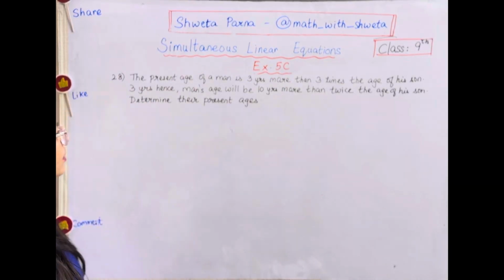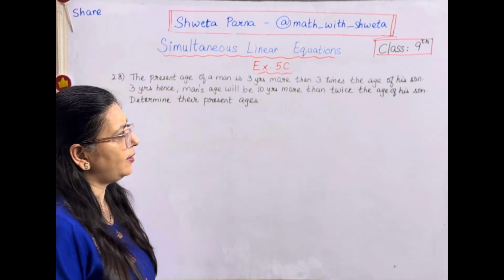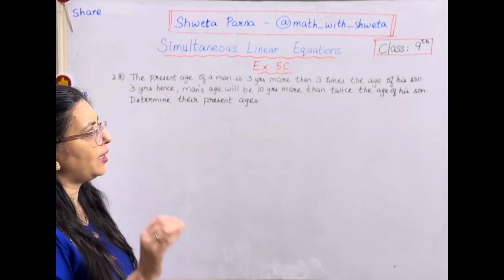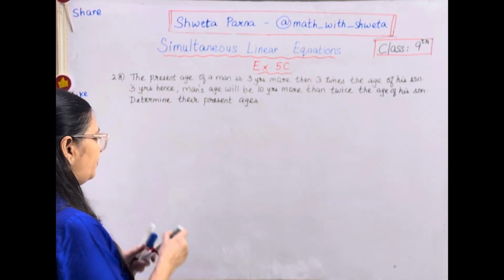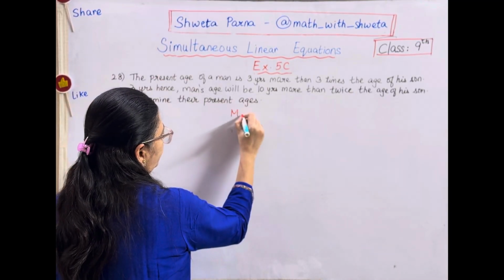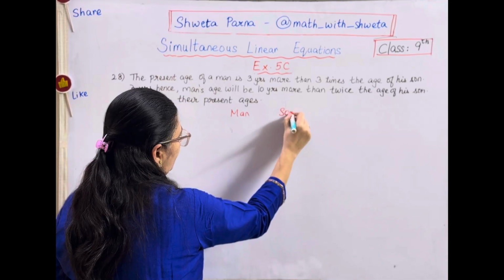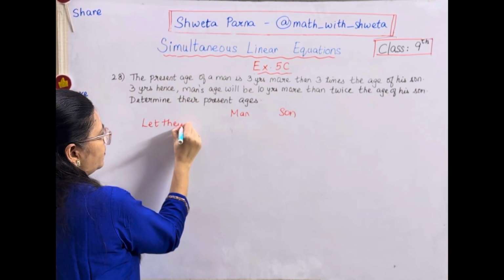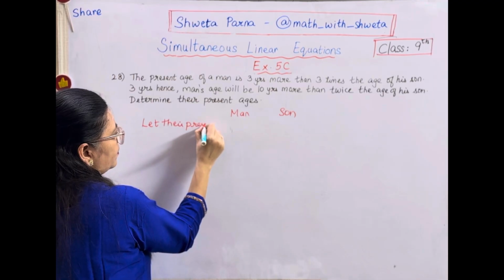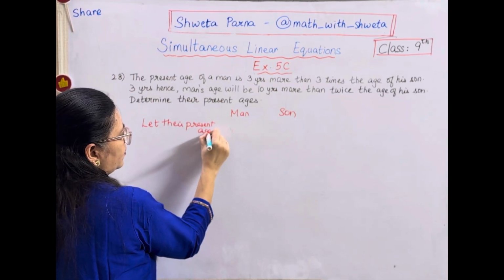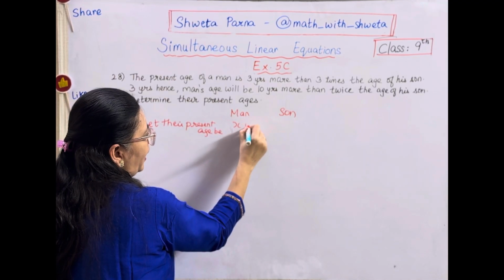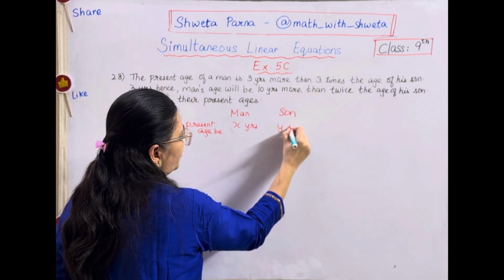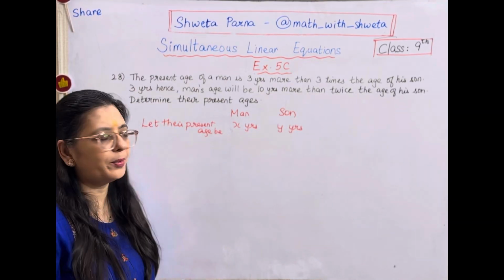Question number 28. The present age of a man is 3 years more than 3 times the age of his son. So man and son. Okay. First, let's assume, let their present ages be x years and y years. Okay, we are assuming this.